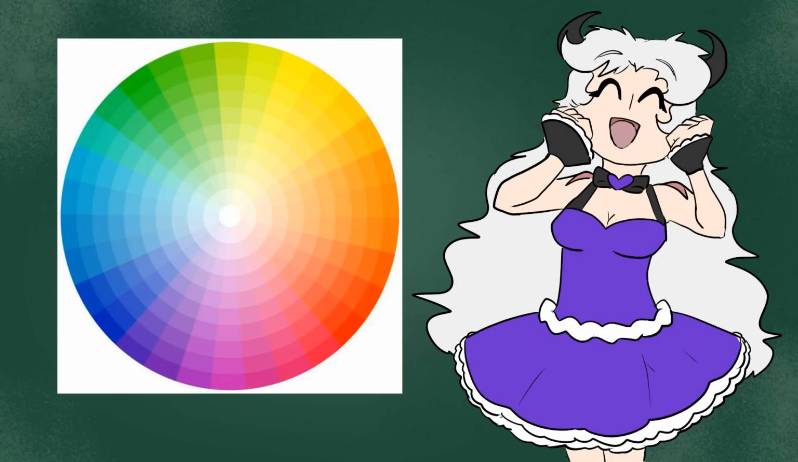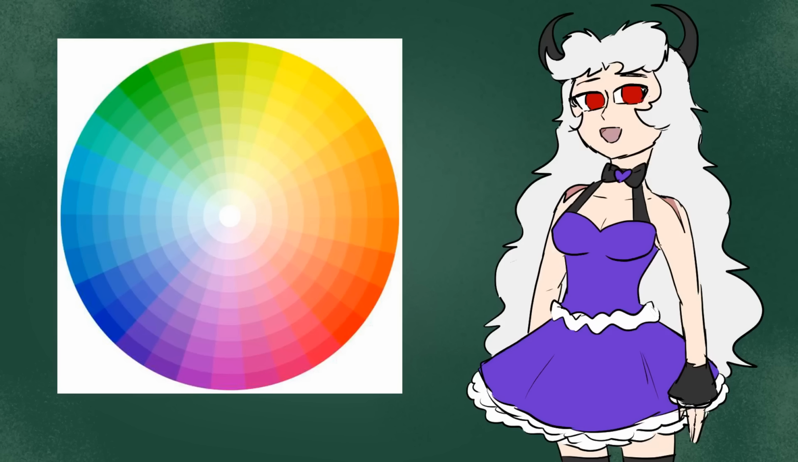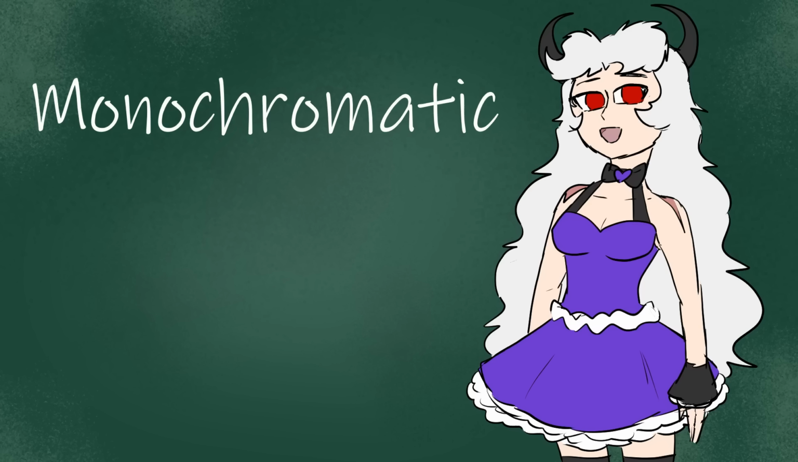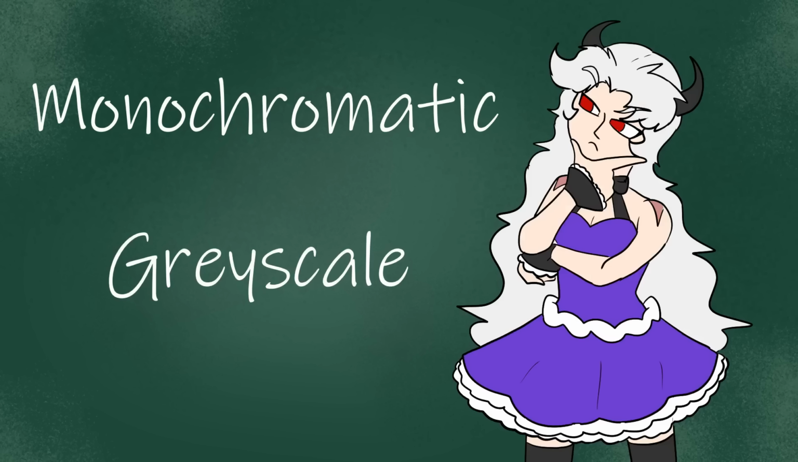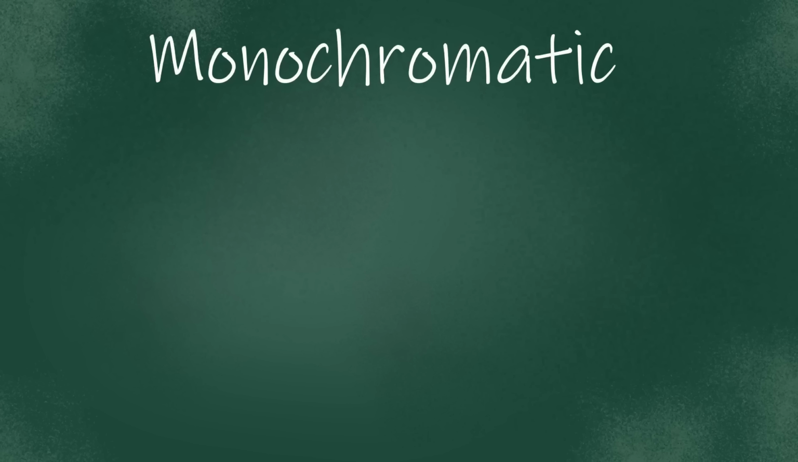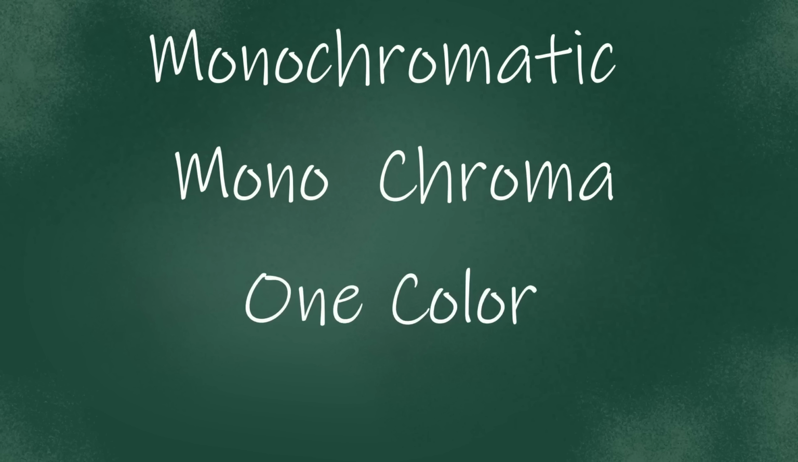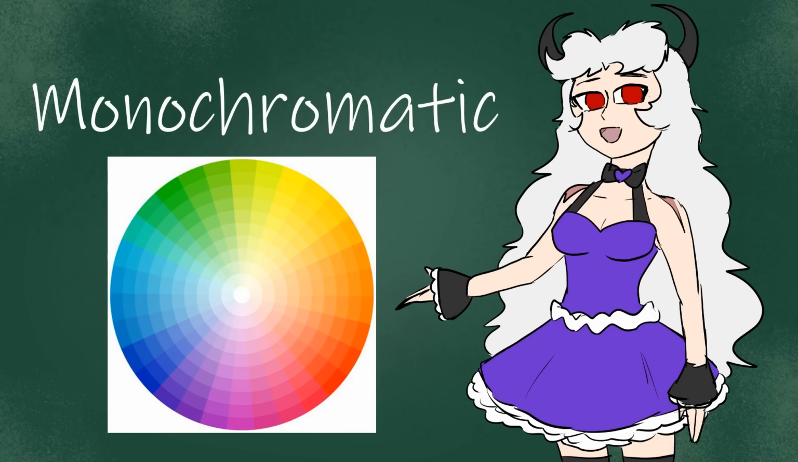Hooray! The boring part is done! You now understand the color wheel, and you get to start painting. And for your first assignment, I would have you do a monochromatic piece. Monochromatic is often used as interchangeable with grayscale, which is technically inaccurate. Monochromatic. Monochroma, one color. A monochromatic piece would have you choose one color alongside black and white.